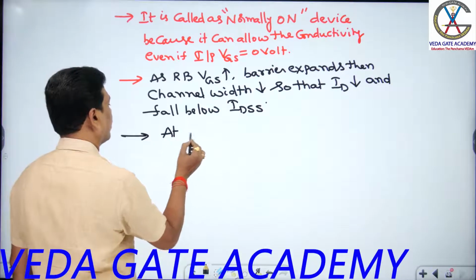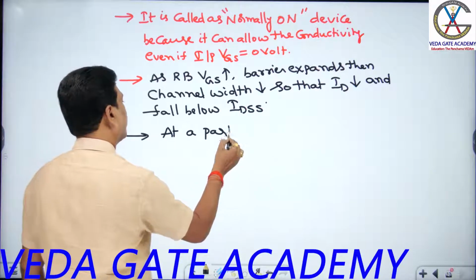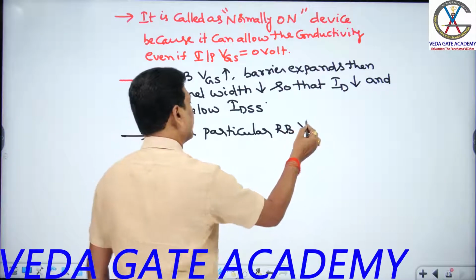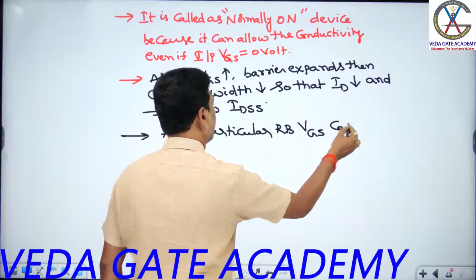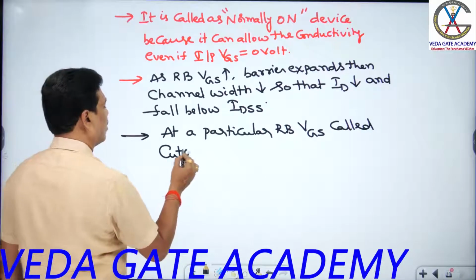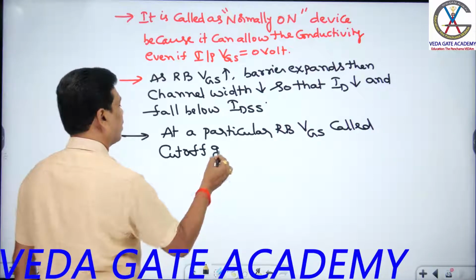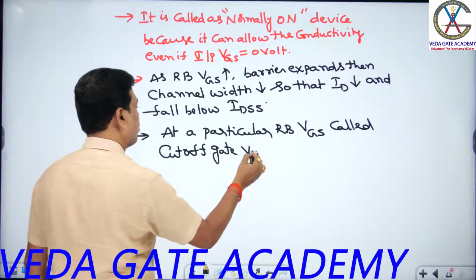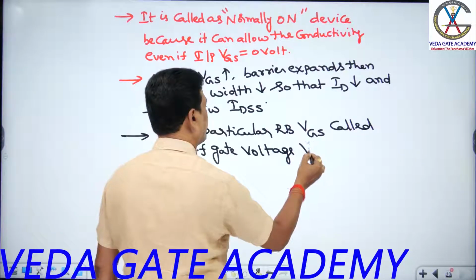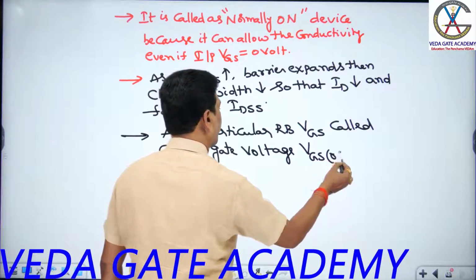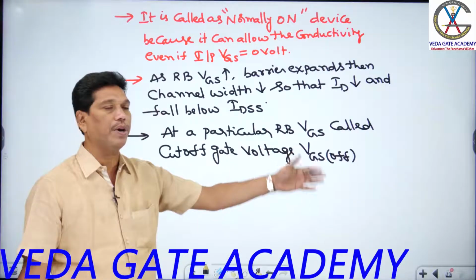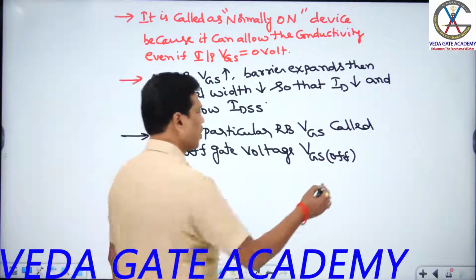At a particular reverse bias gate voltage, students, called the cutoff gate voltage VGS(off), you can call. What do you say it means?